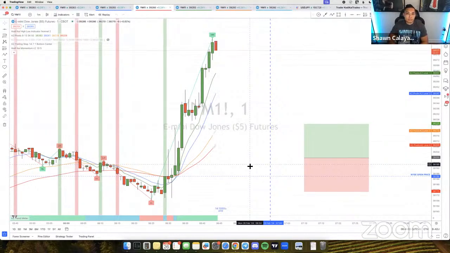Still climbing. I mean, here's the thing. Price has to retrace at some point. It can't keep climbing forever. So eventually it's going to have to retrace and provide opportunity for it to climb back up, if it does decide to climb back up.